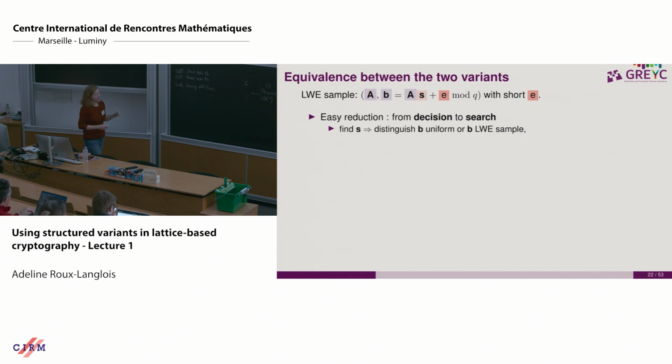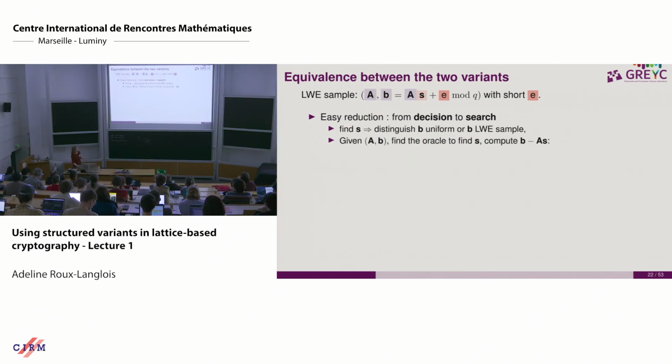The first one is from decision to search. If you can find S, you can distinguish. It's not direct, you have one step to do it, but it works very well. So how do I do that? If I find S, how do I distinguish between B uniform and B equal AS plus E? I just compute B minus A times S.